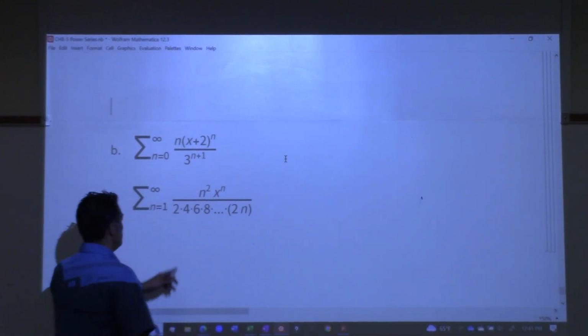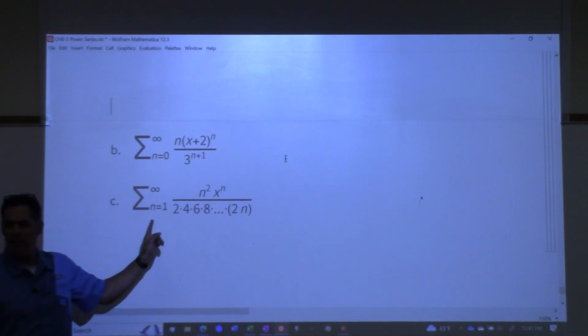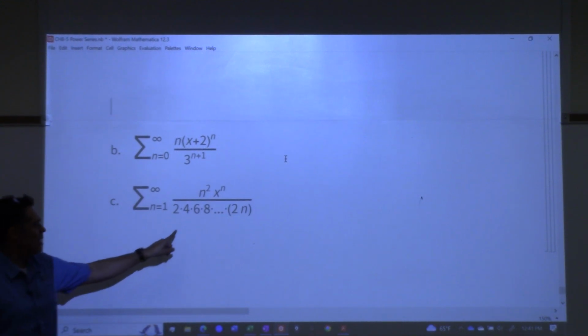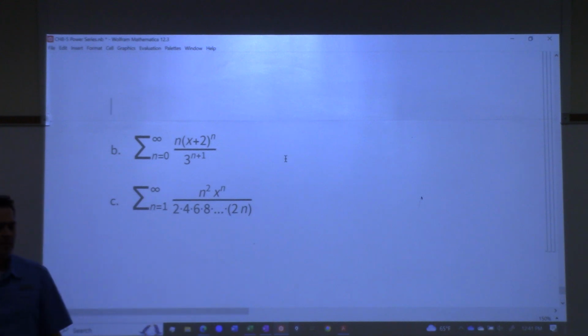If this notation is confusing you, go back to the end of last class lecture. I talked to you about how to deal with something like that. Yeah. So we did run a ratio test on something like that. Okay?